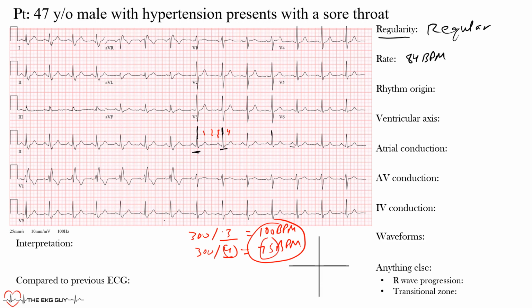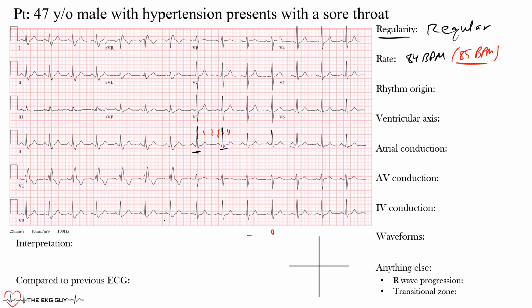So that's one way you could do it with regular rhythm. So you do 300 over the number of those thick lines, okay? The actual rate that the machine gave us was 85 beats per minute. Okay, so as you can see, pretty much close to what we got. So it's a good estimate. So that's the rate. So we have a regular rhythm, okay, generally regular, at a rate within normal limits in our adult patient, okay, about 85 beats per minute.